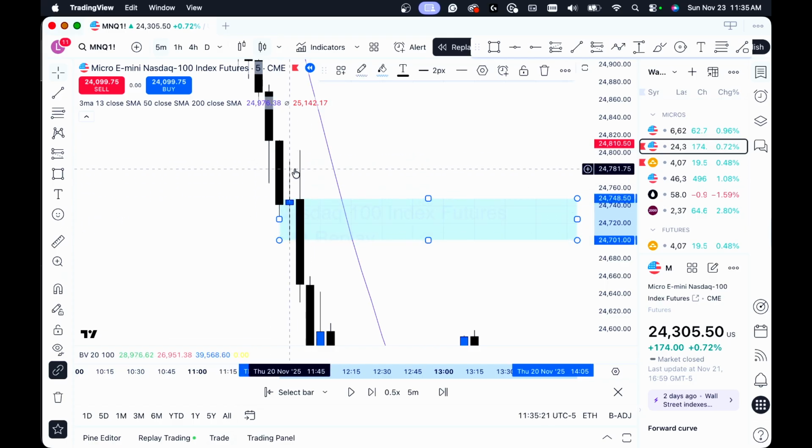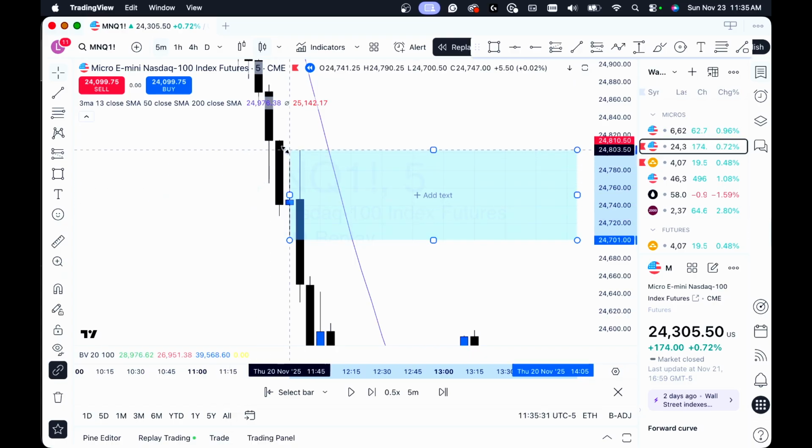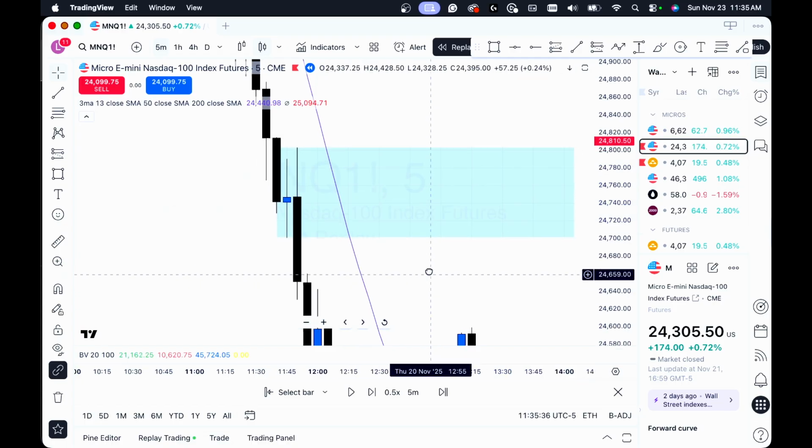I see 2 wicks sticking out of my zone. I don't like that. When I see 2 wicks sticking out of my zone, it looks like an invalidated zone. So I do not do that. So I catch both wicks. Boom. That's my whole entire zone right there.